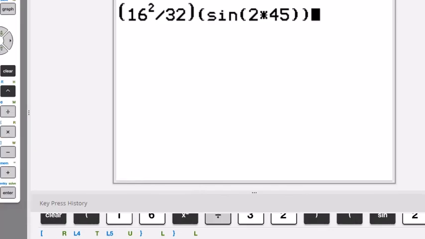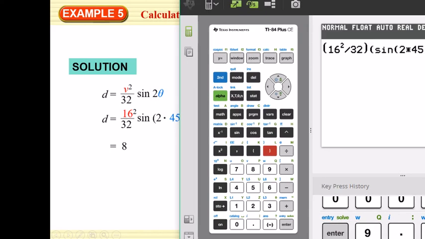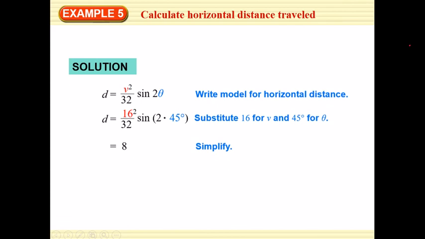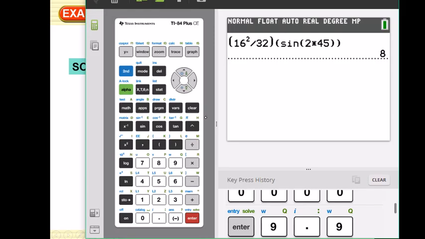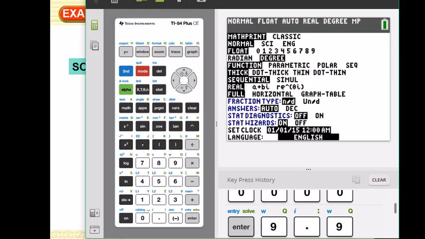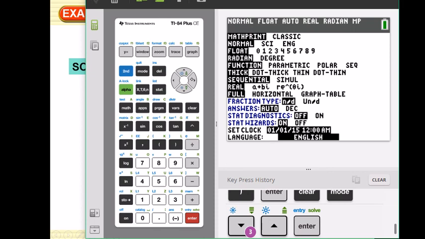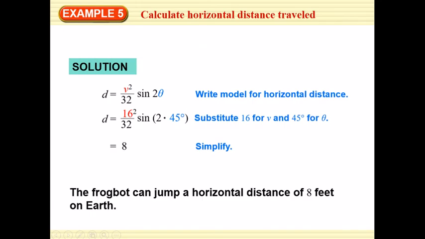Alright, and looking at that, you can then press enter, and that should give you 8, as long as you are in the correct mode. Please do keep in mind that if you're dealing with degrees, to get to your mode on this calculator, I press mode and then arrow down. I was in degrees, but if you're seeing pies, you need to make sure that you press enter in radians. Depending on your calculator, it might be a little different. So the Frogbot can jump a horizontal distance of 8 feet.